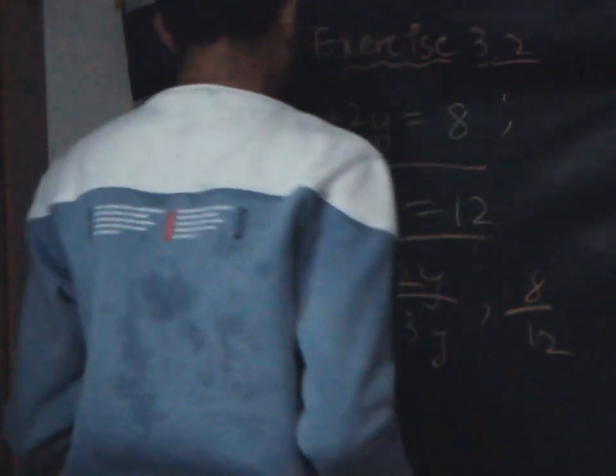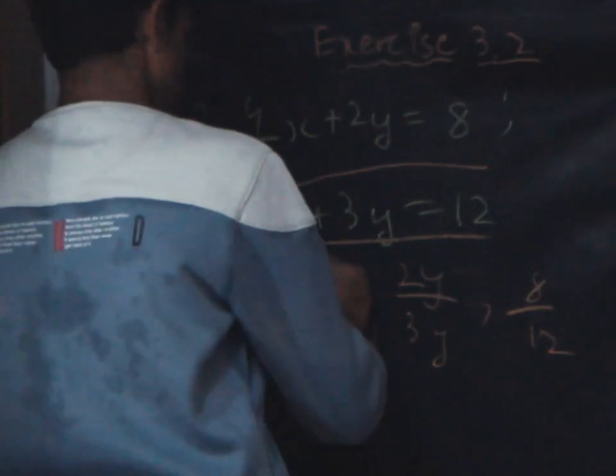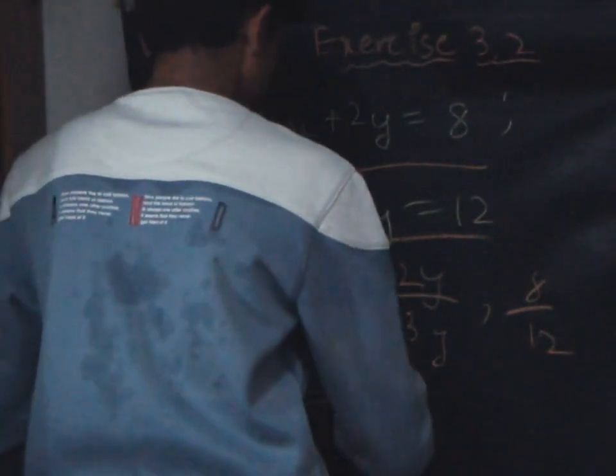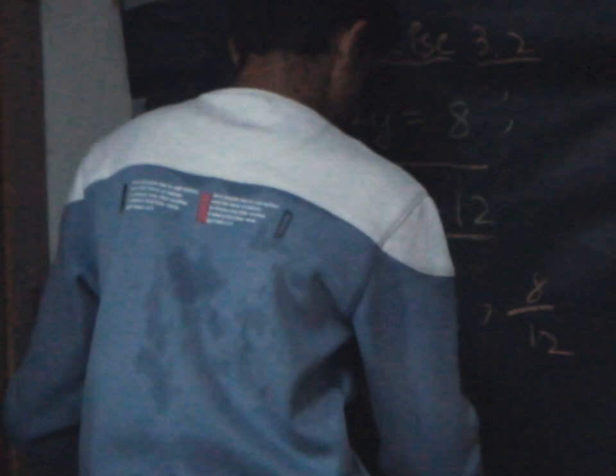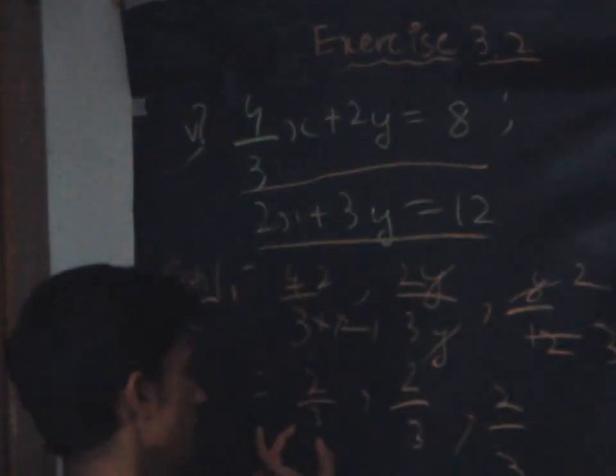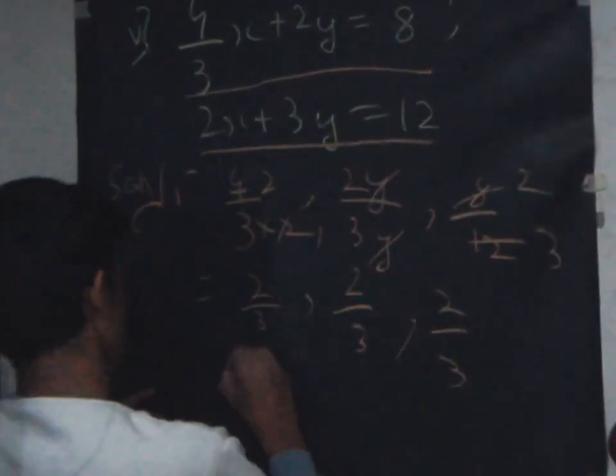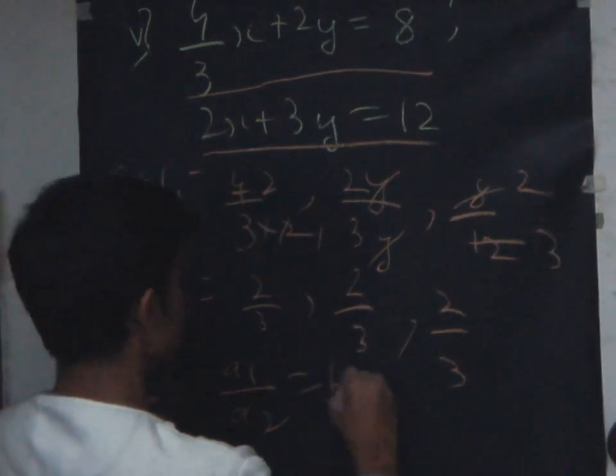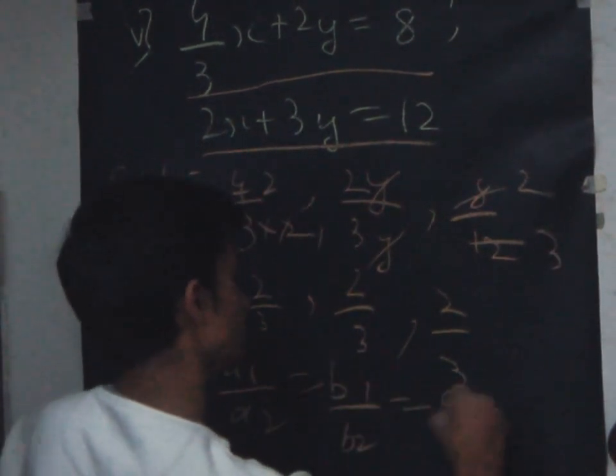Let us cancel out. 2 ones are 2, twos are... It will be 2 by 3. It will also be 2 by 3. Okay. 4 twos are 4, threes are... It will also be 2 by 3. Here we can conclude that A1 by A2 is equal to B1 by B2 is equal to C1 by C2.